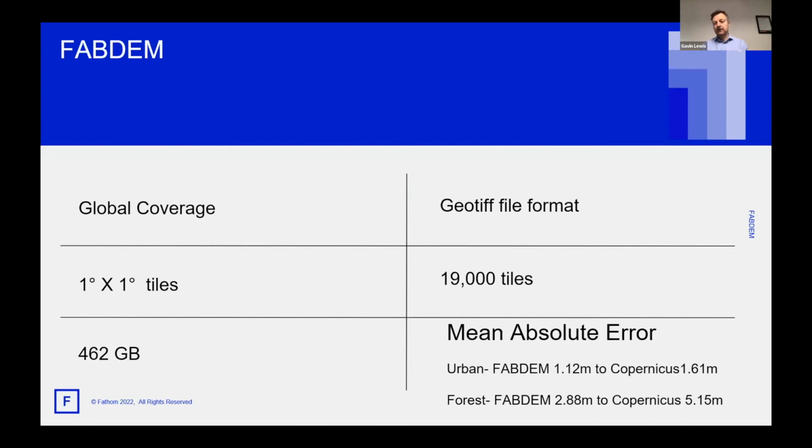And just picking up on some of the features or the metrics that Pete talked about earlier around mean absolute error, comparing FabDEM to Copernicus, and you can see there's a significant difference both when we're looking at the urban assessment and also a significant difference when we're looking at the forest side.